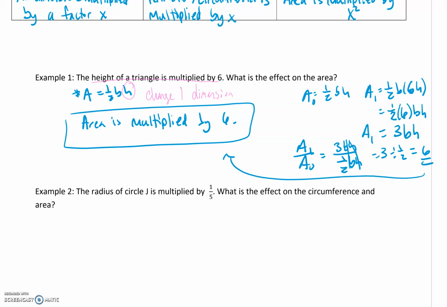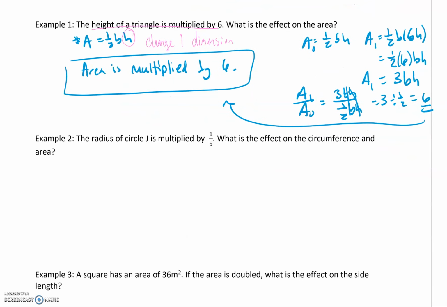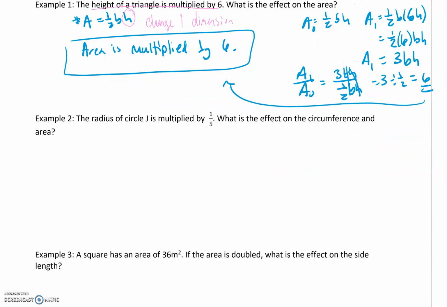So you can always do that if you'd like, but I think it's a lot faster if you know the relationships. So that's what I'm going to be showing you today. So example 2: the radius of a circle J is multiplied by 1/5. What is the effect on circumference and area?